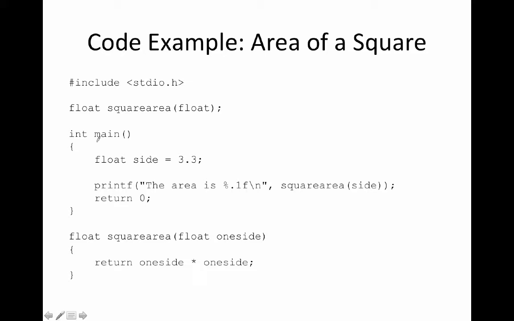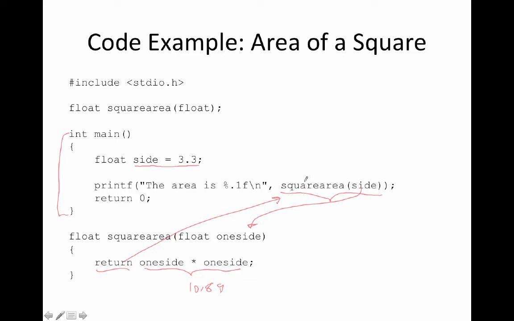So let's take a look at an example of a function that calculates and returns one value. In the main function, we're going to have one float variable for the side of a square, and I'm going to initialize that to 3.3, and then I'm going to call this function square area and pass to it the value of side. So the value of side gets passed to the parameter one side. The function is going to calculate the square of that, one side times one side, and return that value. So 3.3 times 3.3 is 10.89, and the function is going to return that value here to be the value that is going to be printed. The area is, and then 10.89.